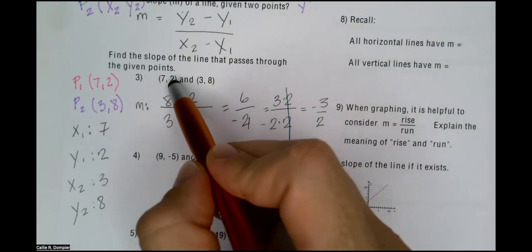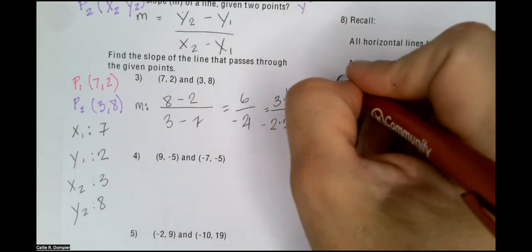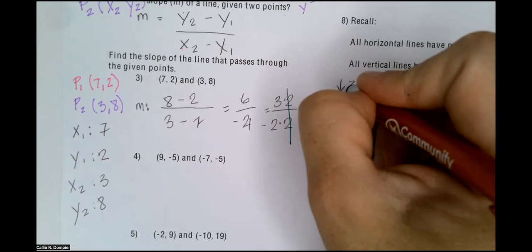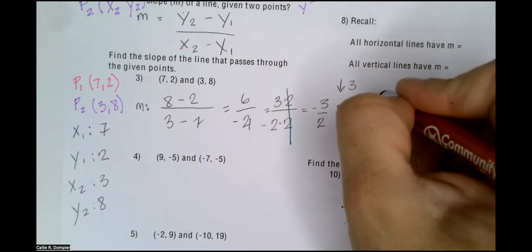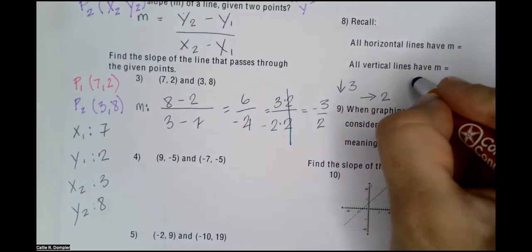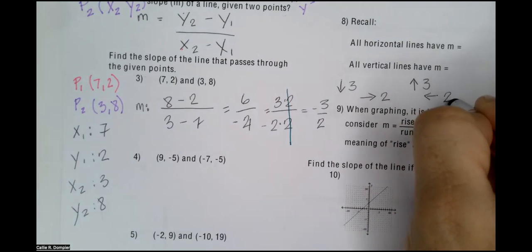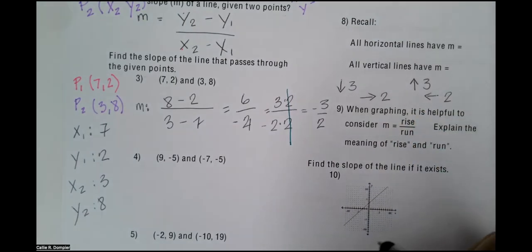From the point (7, 2), go down 3, and then go right 2 or positive 2 on the X. Or you can go up 3, negative 2. Okay, we'll keep practicing.